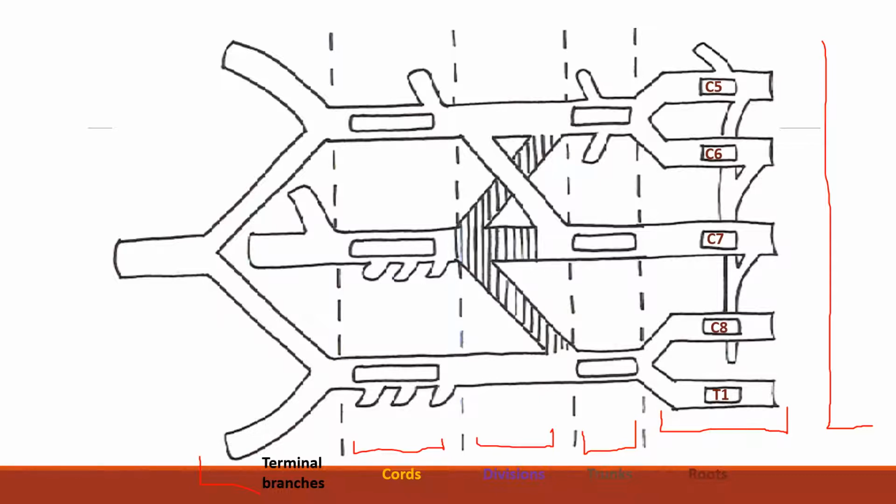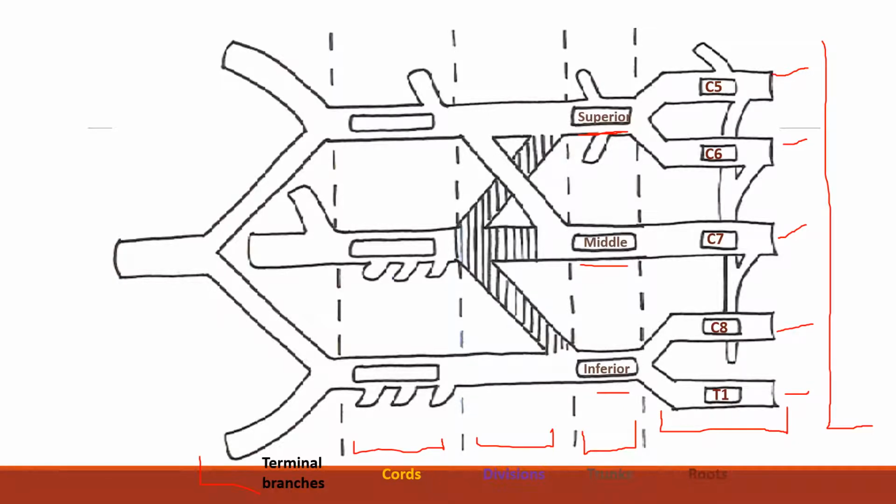Let's go ahead and label our roots. Here's the C5 nerve root, C6, C7, C8, and T1. That's just a simple matter of counting. You should be able to observe those pretty easily. Now we're going to talk about how the roots turn into the trunks. The superior trunk is made from the C5 and C6 roots. The middle trunk is made of C7 only, so C7 just travels straight across. And the inferior trunk is made out of C8 and T1.